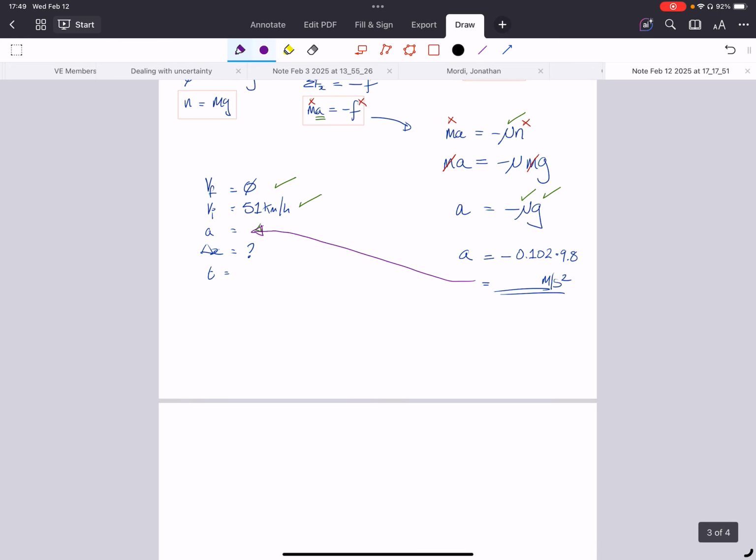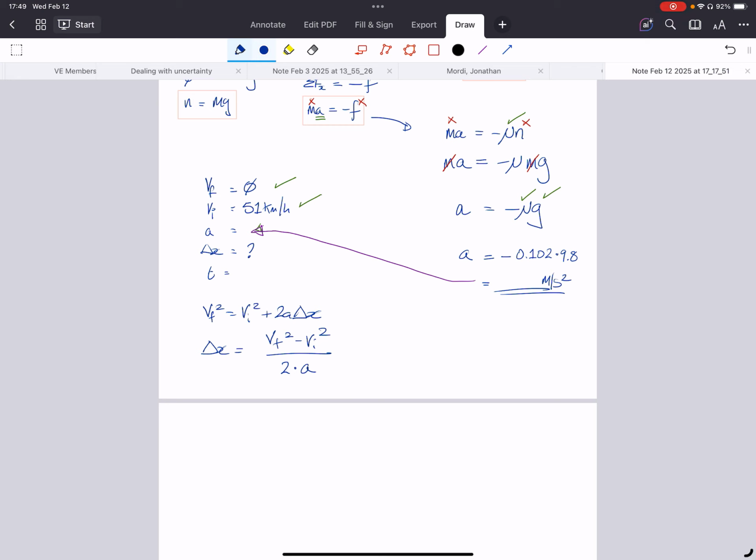How do we solve for that delta x? Well, this is standard kinematics. We've done a million of these. I do not know the time, so I'm looking for whichever kinematic equation does not have time in it. So I'm going to start with Vf squared equals Vi squared plus 2a delta x. I need to rearrange that so it says delta x equals, and that rearrangement would be Vf squared minus Vi squared divided by 2 times the acceleration.